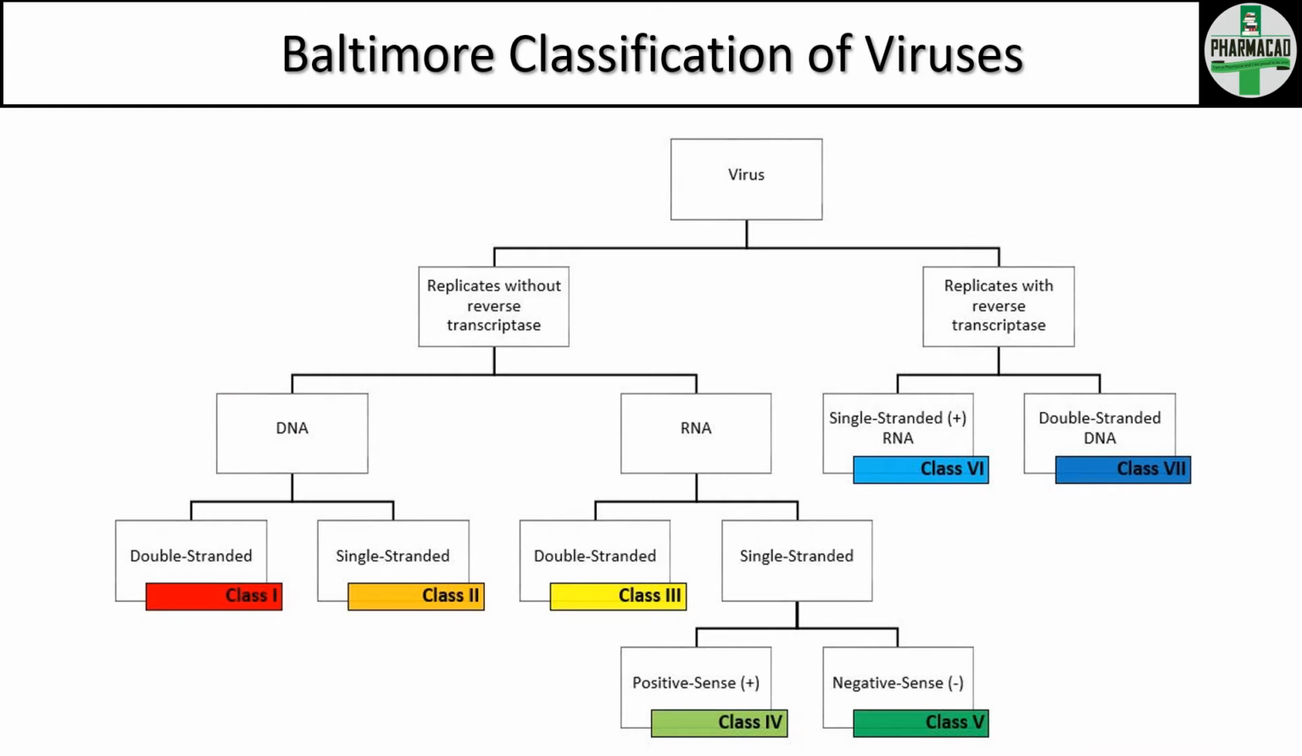There are many ways to classify viruses. One of the popular ways is Baltimore classification. In this classification, viruses are classified based on the nucleic acid that they contain. Here we can see they are classified based on containing DNA or RNA, or else they can be retroviruses which replicate using the reverse transcriptase enzyme.